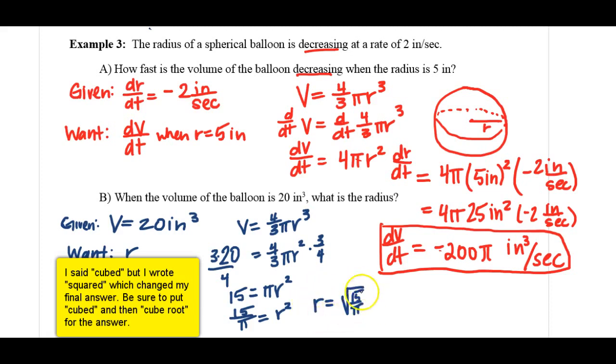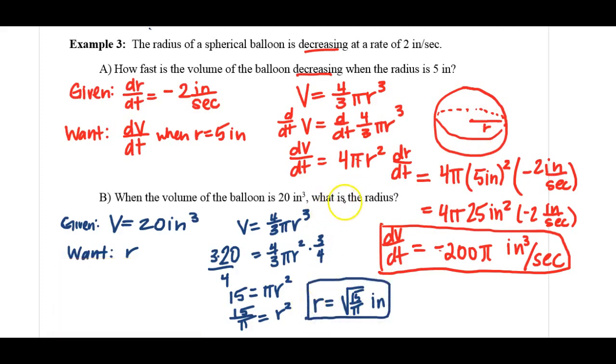And the units of my radius are going to have to be in inches. So radius is just the 1 unit of inches. So r would be the cube root of 15 over pi inches. And this problem was really just to illustrate the difference in being asked for a rate. So in this problem, how fast is the volume of the balloon decreasing, versus here, what is the radius? Not how fast is the radius changing or what is the rate of change of the radius, just what is the radius. So I would want that to be in units of inches.